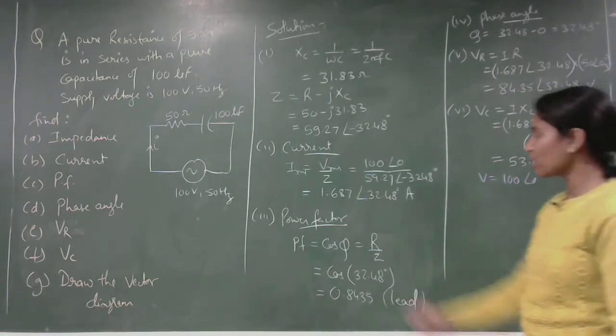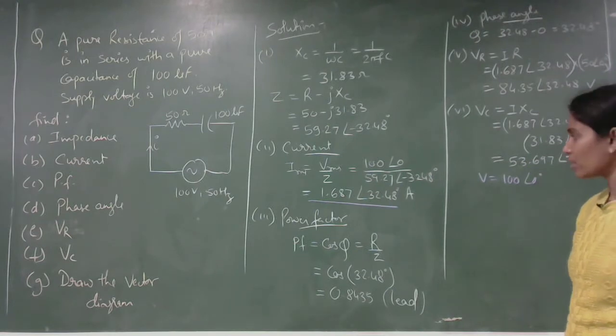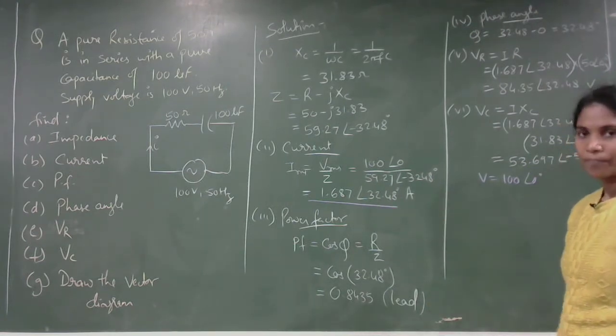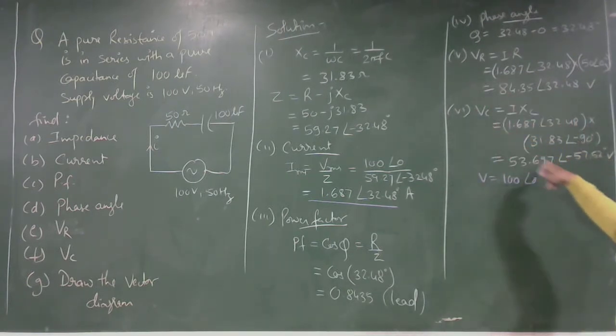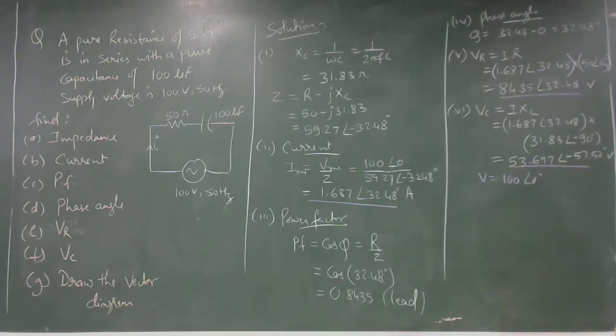Now what is the current? We got this value for current, 1.682 with angle 32.48. So we have to represent these two terms, voltage and current. After that, we have calculated voltage across the resistor and voltage across the capacitor. So we can represent these two quantities also in our phasor diagram. So let's start with the phasor diagram.